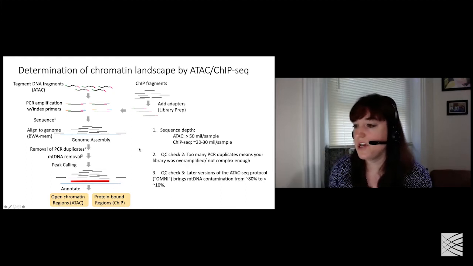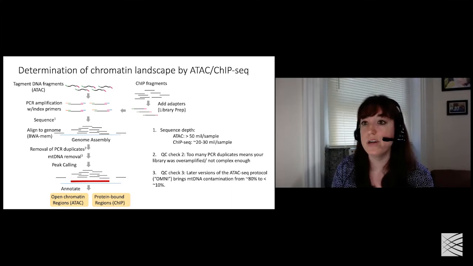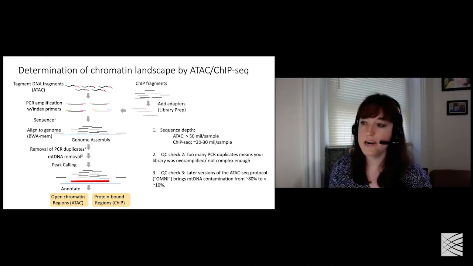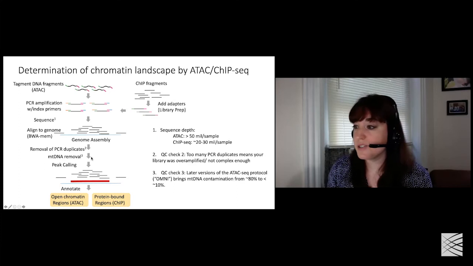So first, you want to look at and remove all PCR duplicates. If you have too many PCR duplicates, it means that your library was over-amplified and your sample was not complex enough. So you either might want to use fewer amplification cycles or use more cells to get a more complex mixture of DNA. The next step is to remove mitochondrial contamination.